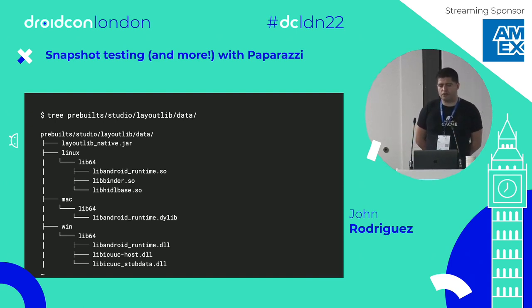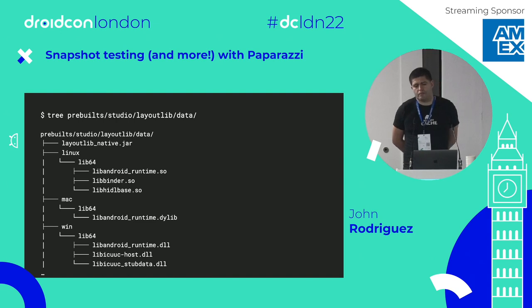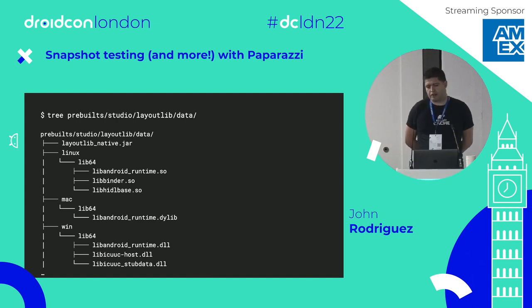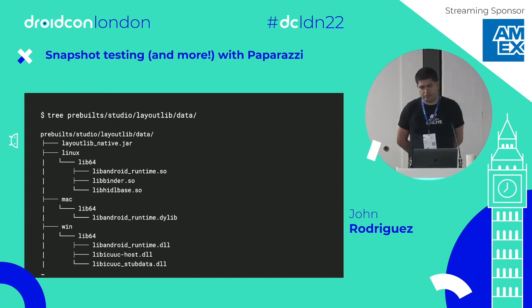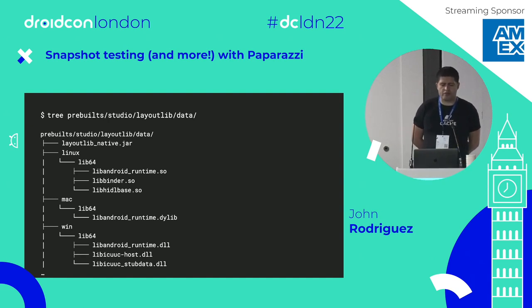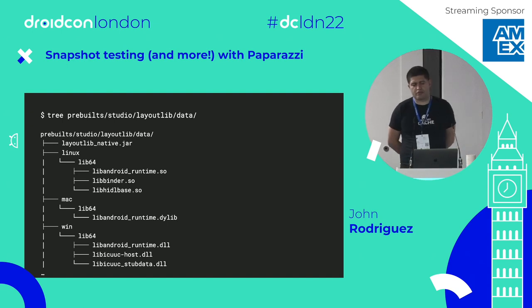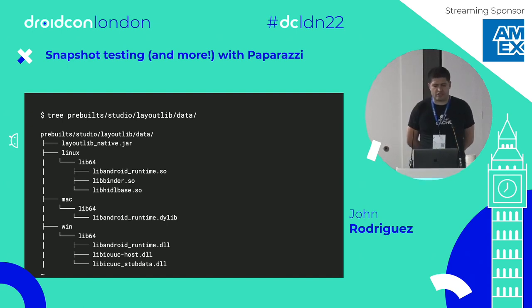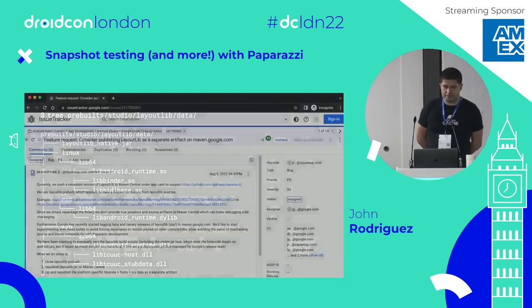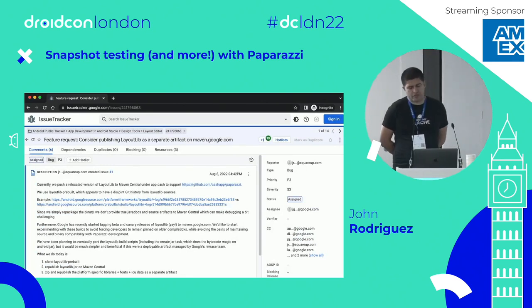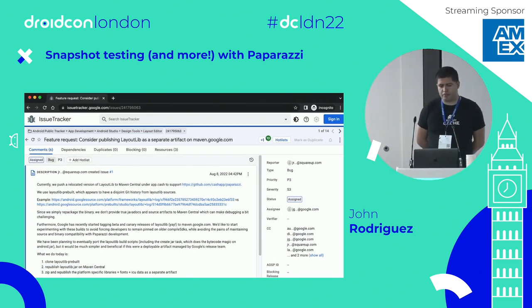And so the Google monorepo checks in its binary artifacts into the repo as well, as opposed to compiling from source. And so what Paparazzi does is it checks out the pre-built from the repo and repackages it. If you do a quick tree of the hierarchy, you'll see the machine, the platform-specific binaries backing layoutlib. What we do then is we package it internally and push it to Maven Central.